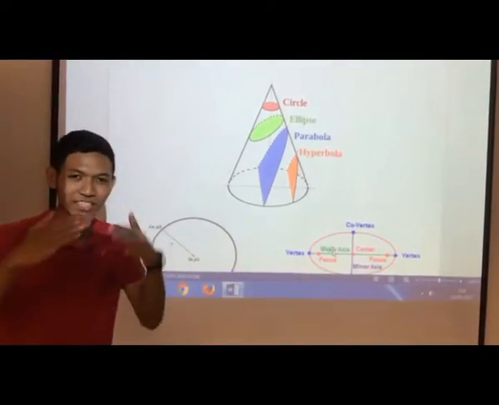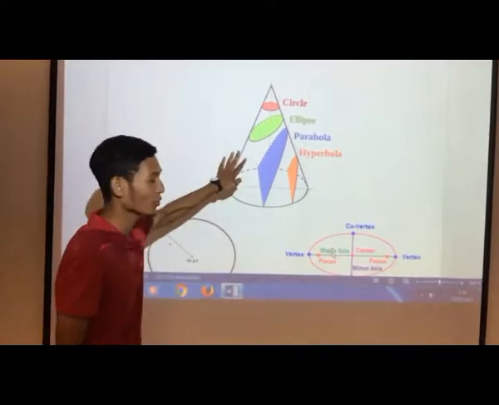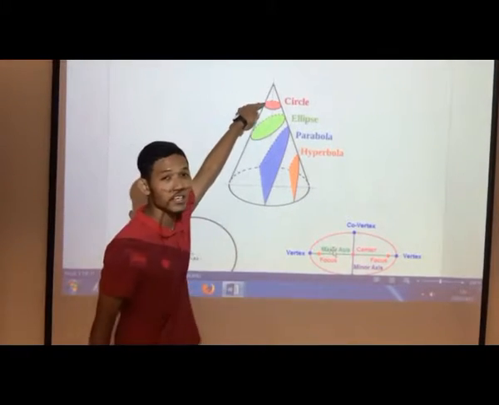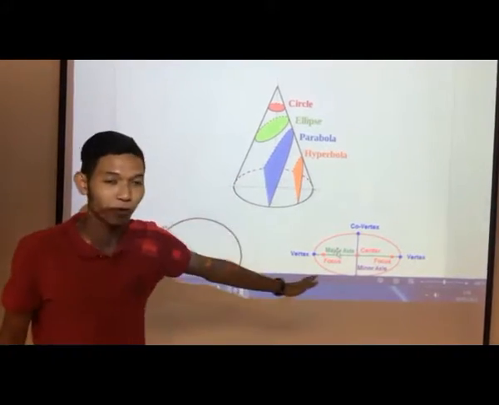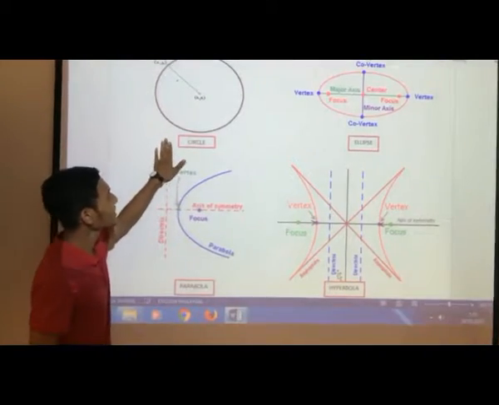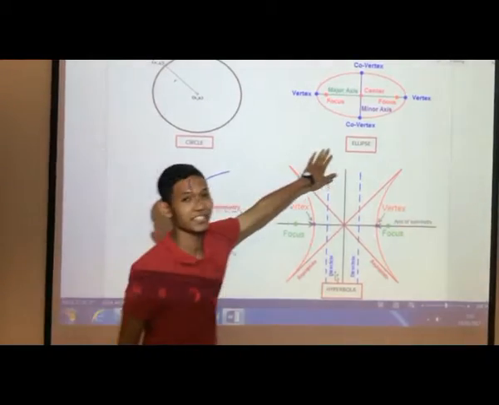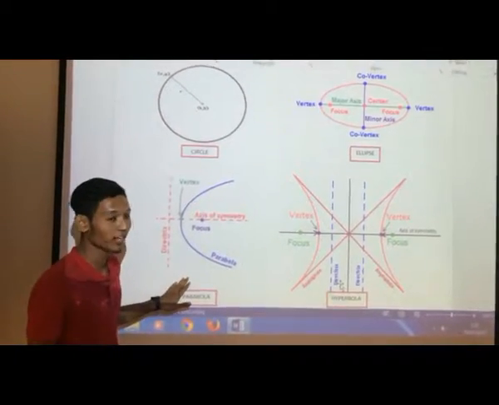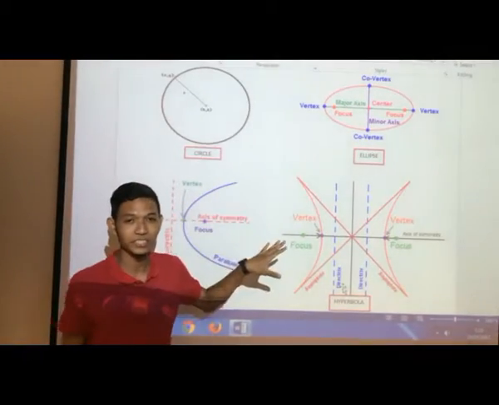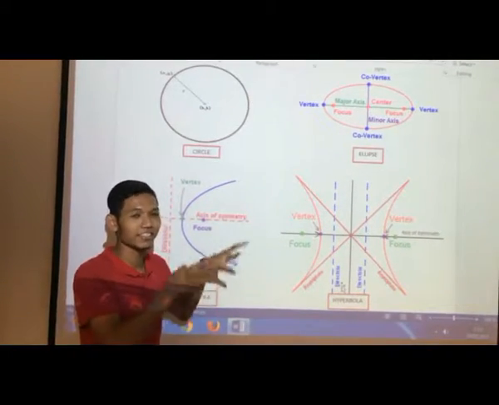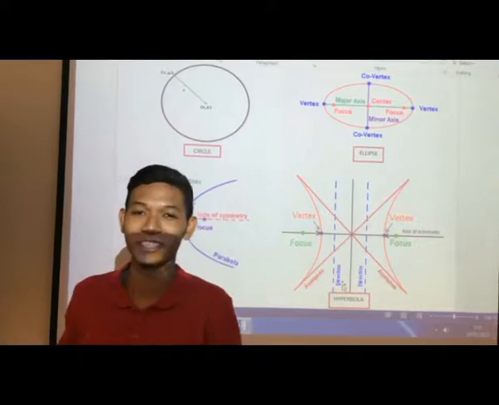I want to explain about the conic sections. First, in the conic sections, we have four types: one is circle, second is ellipse, third is parabola, and another one is hyperbola. This is the circle, this is the ellipse, this is the parabola, and this is the hyperbola. These four types are the conic sections.